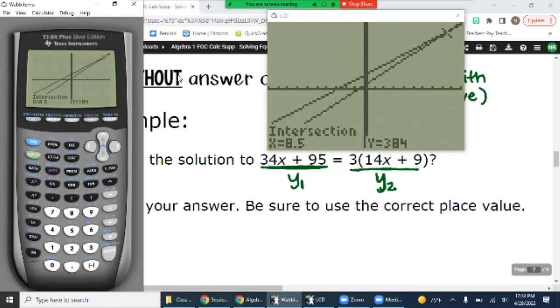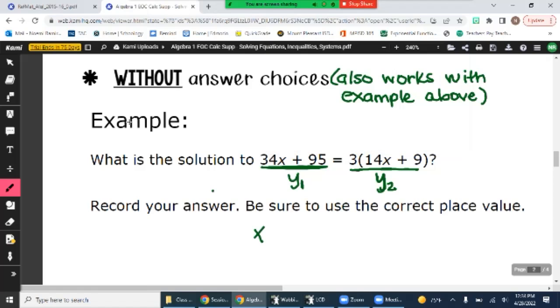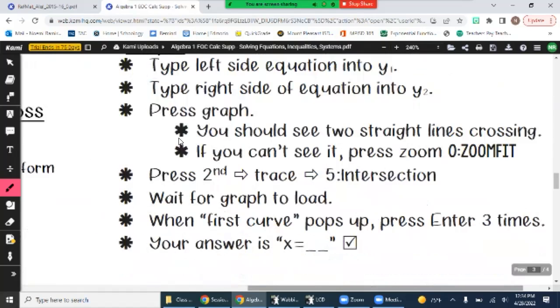But now you have to decide what number you're going to bubble in. What variable are we looking for? Are we looking for X or Y? X. So we bubble in 8.5. You should push enter 3 times. Does it say intersection? Okay. So 8.5. And in your notes, just write the 8.5 in there.